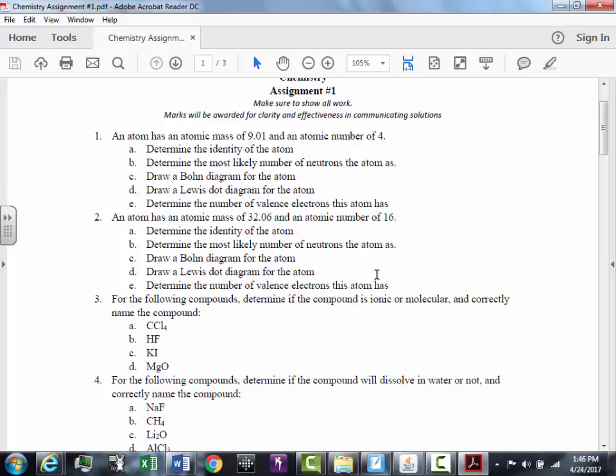Some of them have 9, some have 10. But what ends up happening is most of them probably have a weight of 9, and a few have a weight of 10. And so that's kind of its average. So the most likely number of neutrons is probably 5, because 4 plus 5 gives you 9. But it doesn't have to be 5. It could be 6 or 7 or 8.